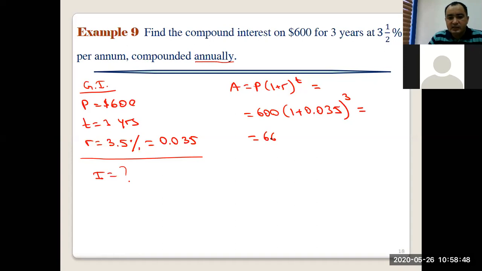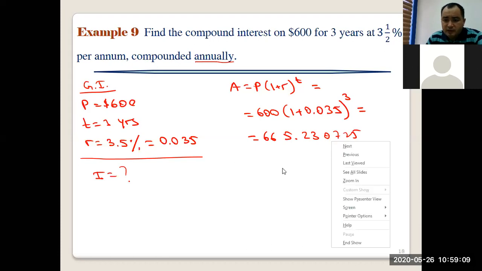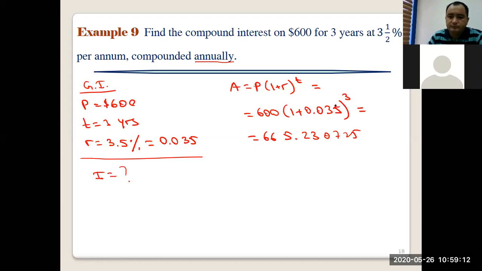That is 665.23, actually here 0725, that's what I see. But if you want to write this correctly, it's 3 decimal places, right? So this digit is 7. That's why I need to add 1 to the previous digit and just drop off the rest. Because of the 7, here we will have 1. All right, correct to 3 decimal places.